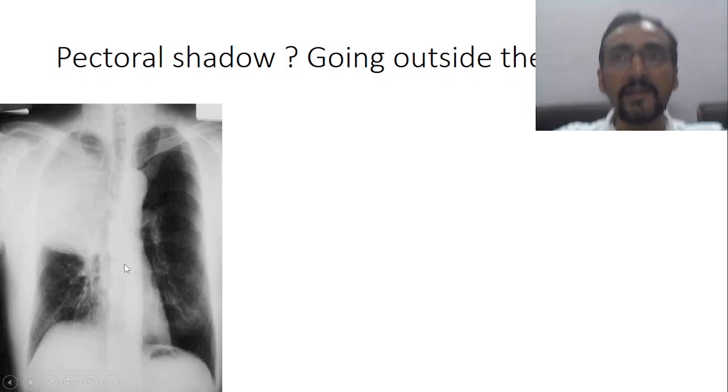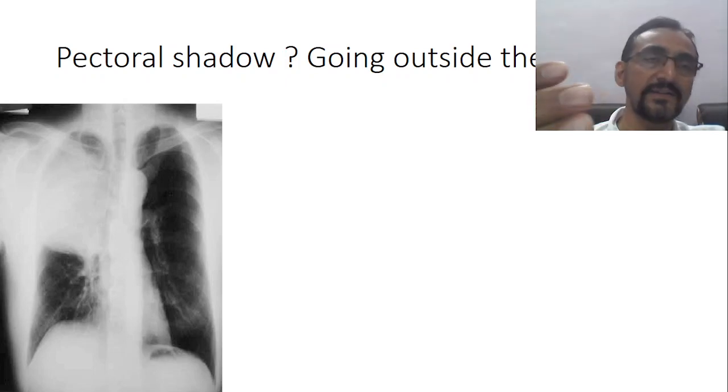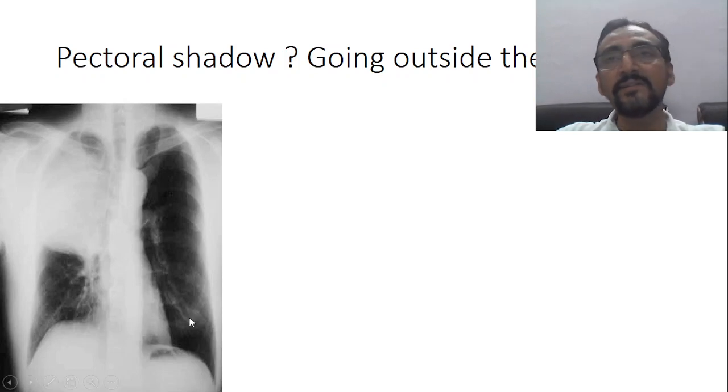If it is a lung lesion, maybe collapse, maybe consolidation, maybe pneumonic patch, whatever may be, it should be present within the limits of the lung parenchyma only, and it should not cross that. It will not cross either. Okay, so therefore this is not a consolidation. This is a technical problem related to pectoral shadow. So this is one of the main things which can confuse you.